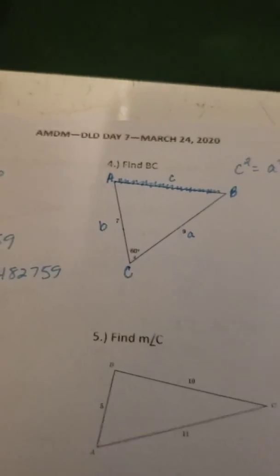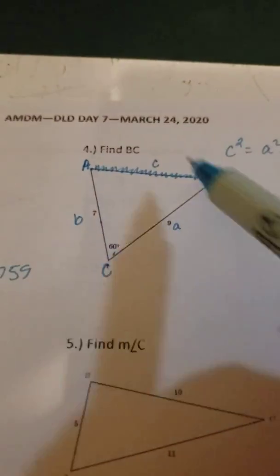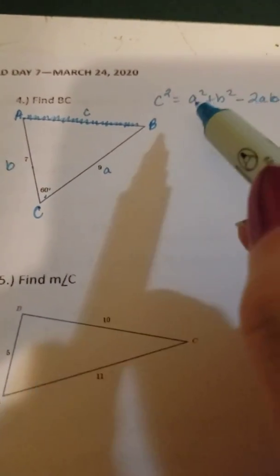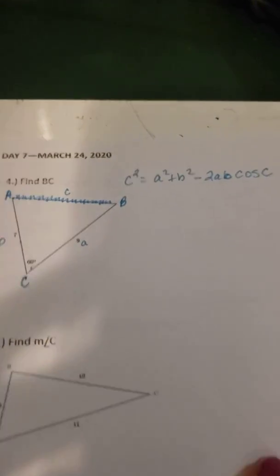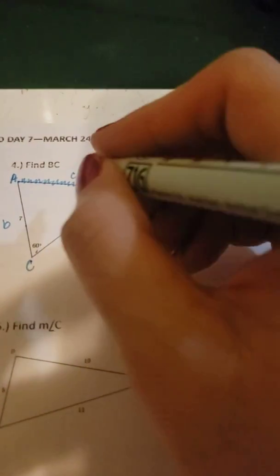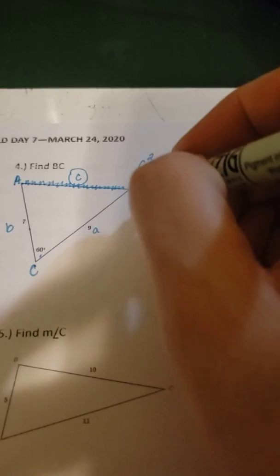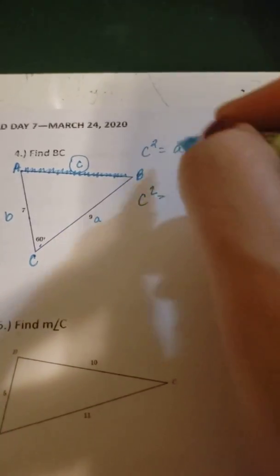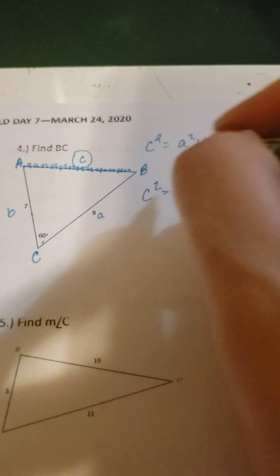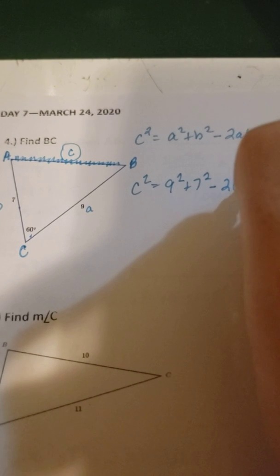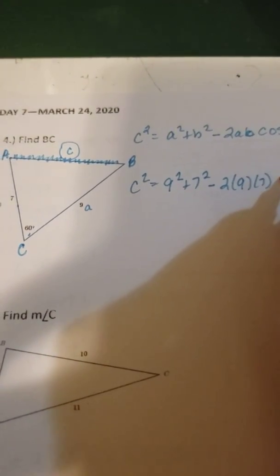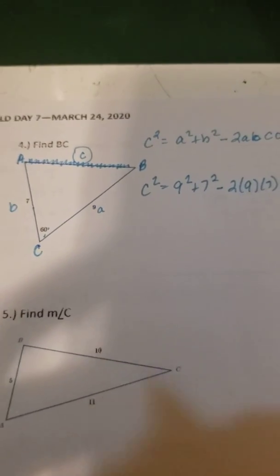So now that I have my triangle relabeled, I feel like relabeling a triangle is a lot easier than memorizing 3 different law of cosines formulas. So if you're willing to rearrange your triangle, you only really have to know this one. So now we can start plugging things in. C is the value we want to know. So C squared equals A squared plus B squared, so 9 squared plus 7 squared minus 2 times A times B cosine of big C, so that's the angle measurement, 60 degrees.